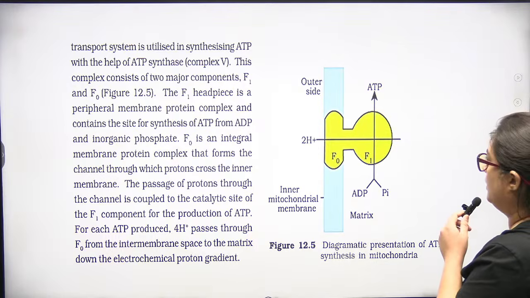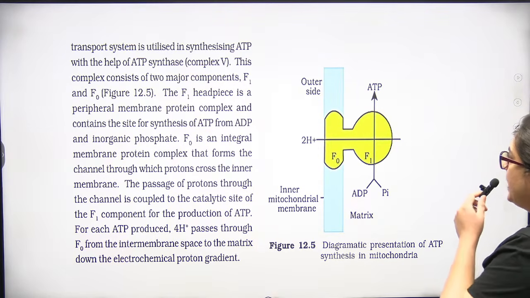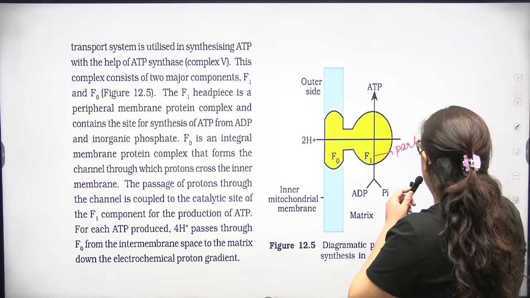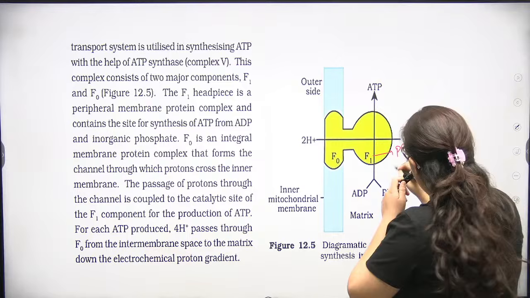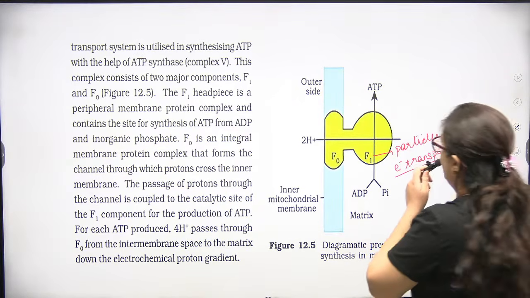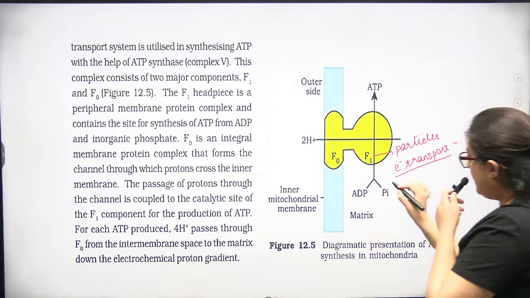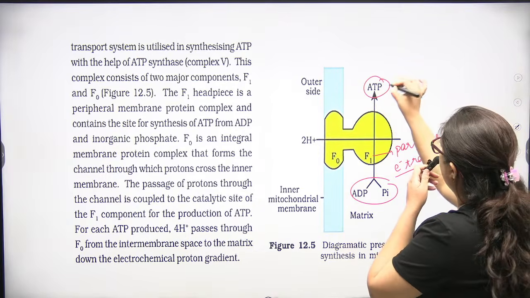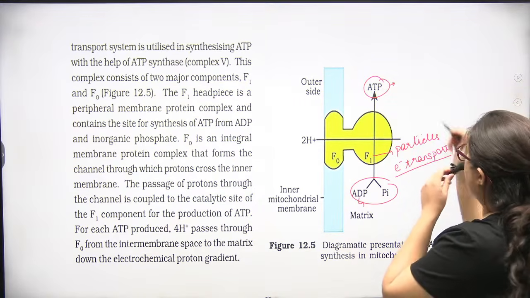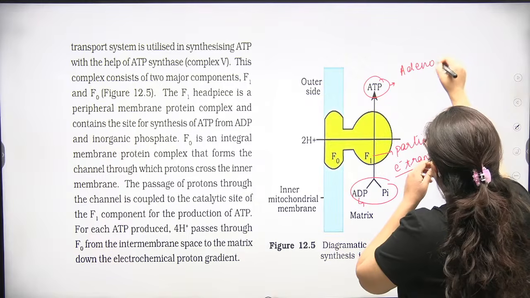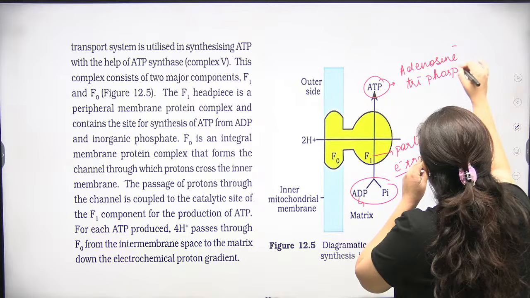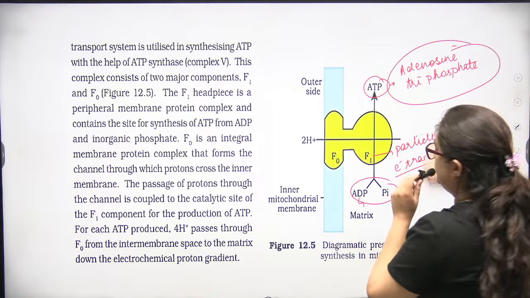Okay. Now, how is ATP synthesized? Here, these particles are involved. This flow of particles will create electron transport. Done. Electron transport and ADP plus inorganic phosphate join to form ATP. ADP means adenosine diphosphate. ATP is adenosine triphosphate.